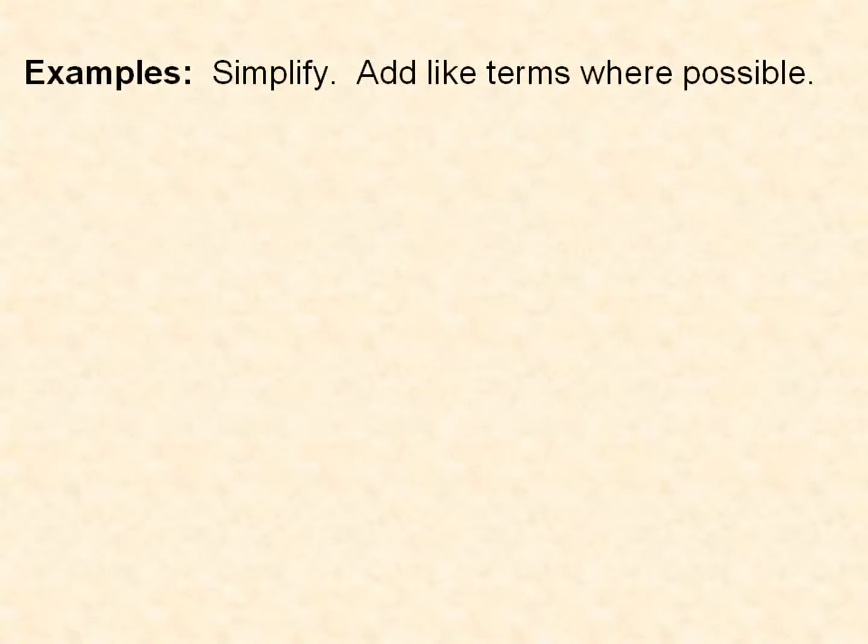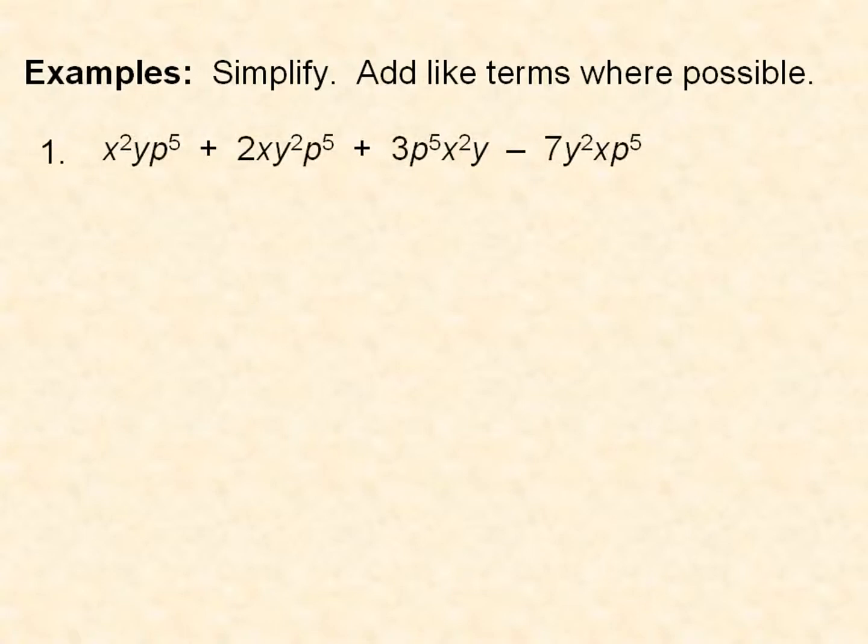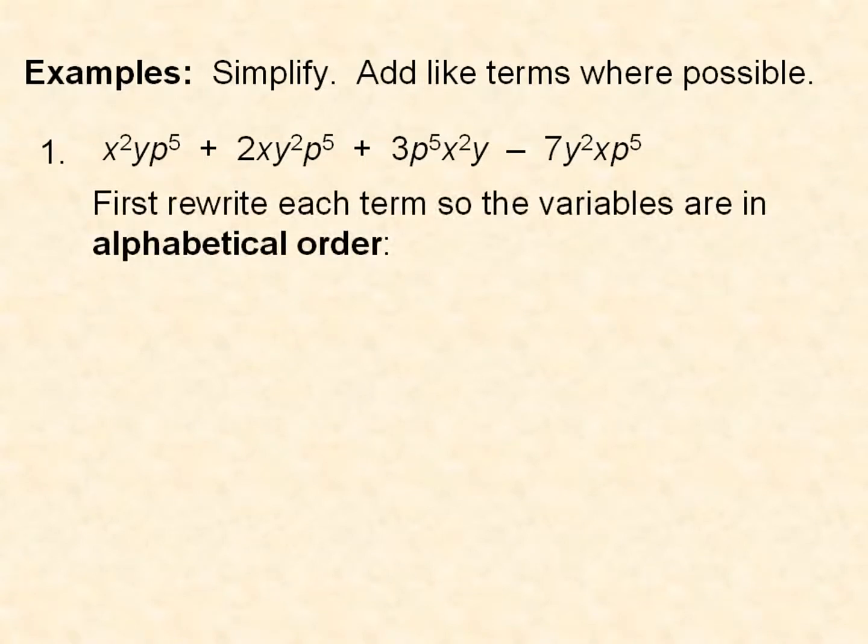Here are some examples. Simplify. Add like terms where possible. Number 1, x^2yp^5 plus 2xy^2p^5 plus 3p^5x^2y minus 7y^2xp^5. Wow, this is kind of confusing because the variables are all jumbled up. So we will first rewrite each term so the variables are in alphabetical order.